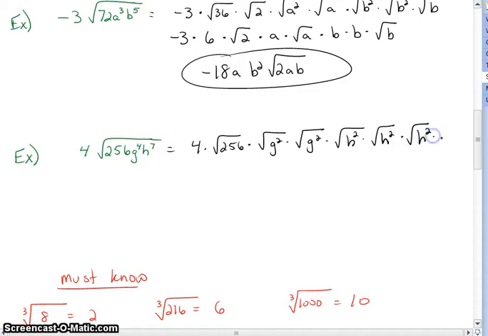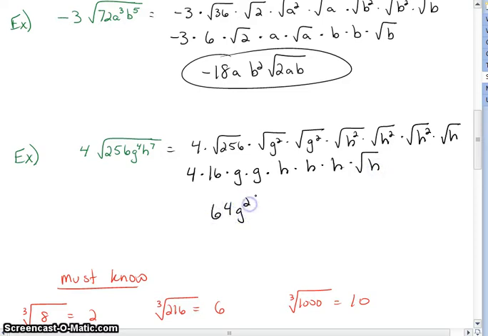H squared, h. So it becomes 4 times 16 times g times g times h times h times h times the square root of h. So altogether that's 64 g squared h cubed square root of h. Done.